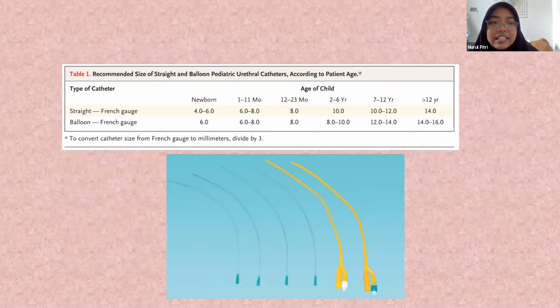Okay, so these are the recommended sizes for the catheter. The size of the catheter is according to the patient's age. It is measured in the French gauge, so the measurement is actually the external diameter of the catheter, according to the size of the urethral diameter. Next slide.